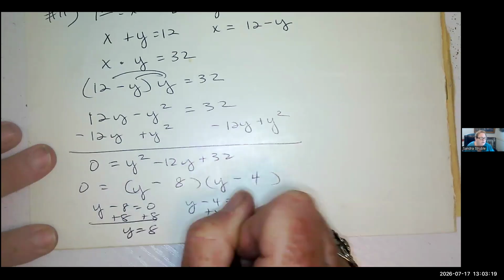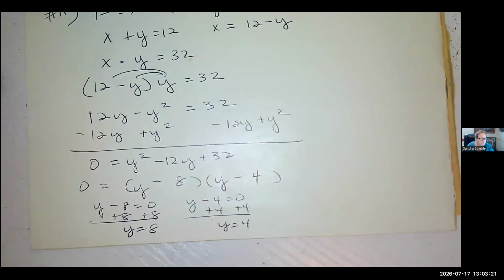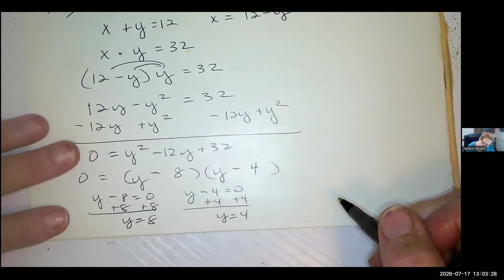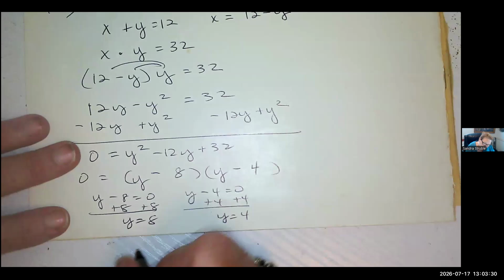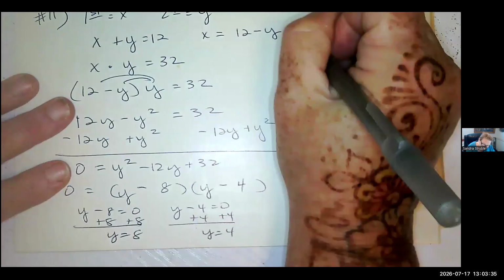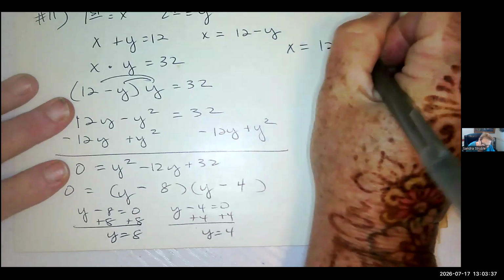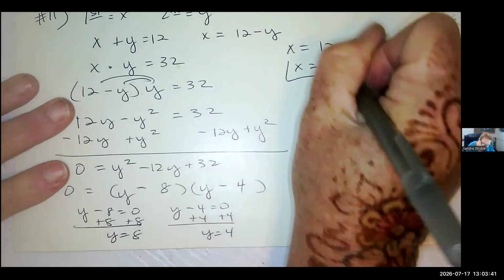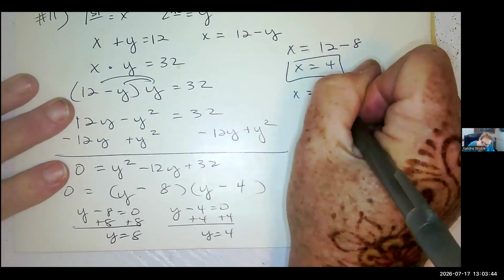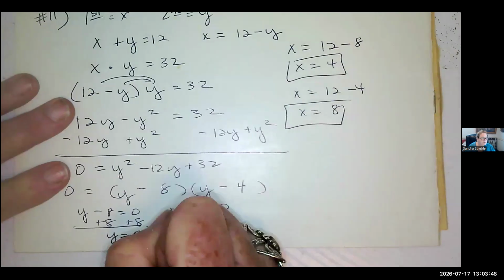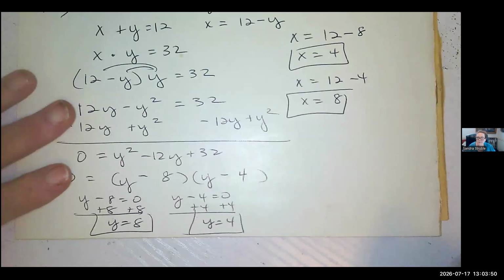What am I solving here? Numbers. Okay, so y is 8, y is 4. And then what does that mean x is? When y is 8, let's come up here and we'll use this one. X is 12 minus 8, so x is 4. And x is 12 minus 4, so x is 8. There we go, those are the two numbers. I don't need to do it that way, but that's what it is.